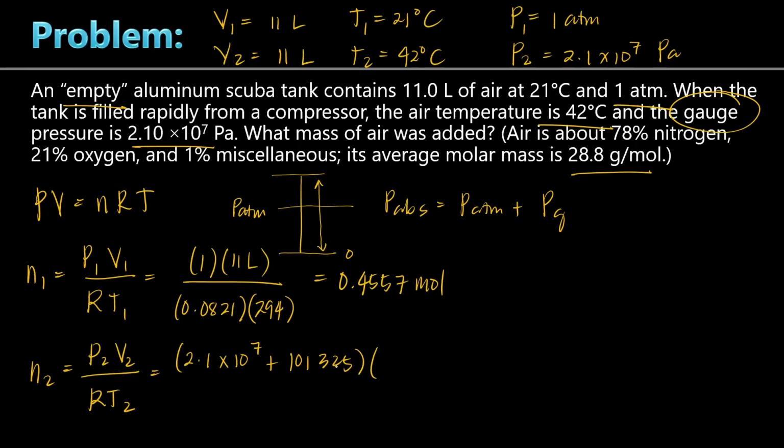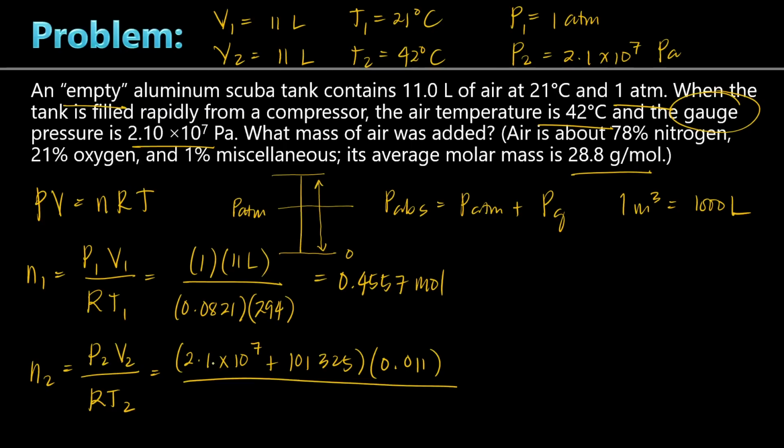Okay. Now, since ito ay naka-pascal, dapat yung volume natin ay naka-cubic meters. However, this is 11 liters. Okay. Paano tayo mag-convert? Sa 1 cubic meter na volume, meron tayong 1,000 liters. Okay. Yan ang conversion factor. Now, yung 11 liters, divide mo lang ng 1,000. Magiging cubic meters na yon. So, magkakaroon tayo ng 0.011 cubic meters dito.